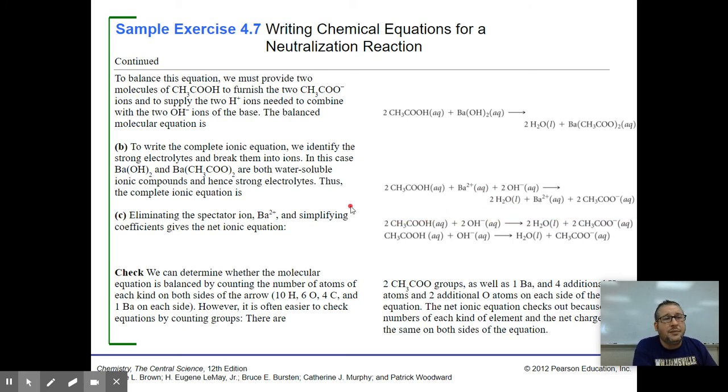So we remove barium. But if you write the net ionic equation, you notice that every single one of those items that remain have a coefficient of 2. Well, we can simplify that even further. We can simplify the coefficients by dividing all of them by 2 and getting our final net ionic equation for this neutralization reaction as we see here. Acetic acid plus OH minus yields H2O liquid plus acetate ions. Okay?